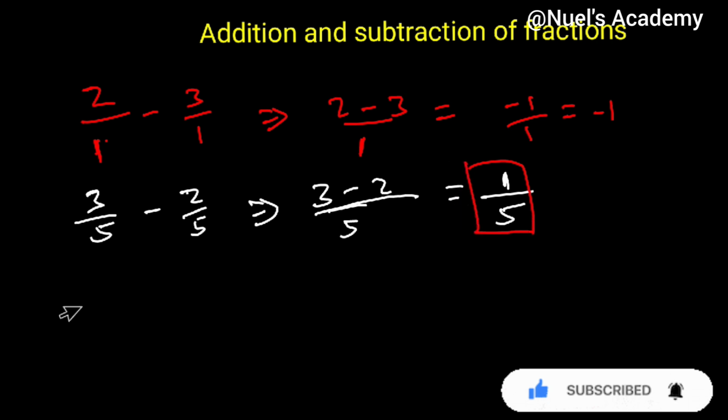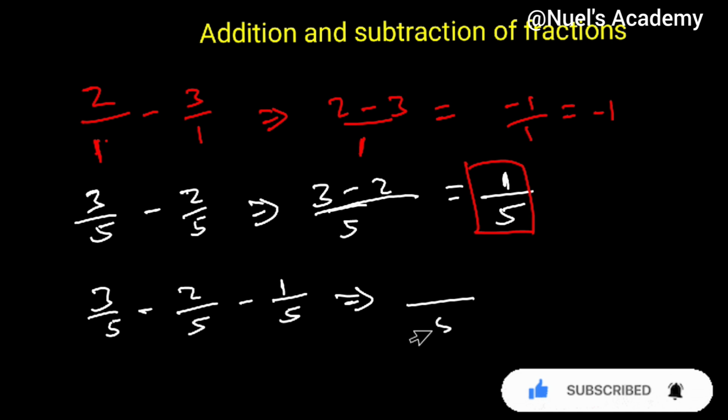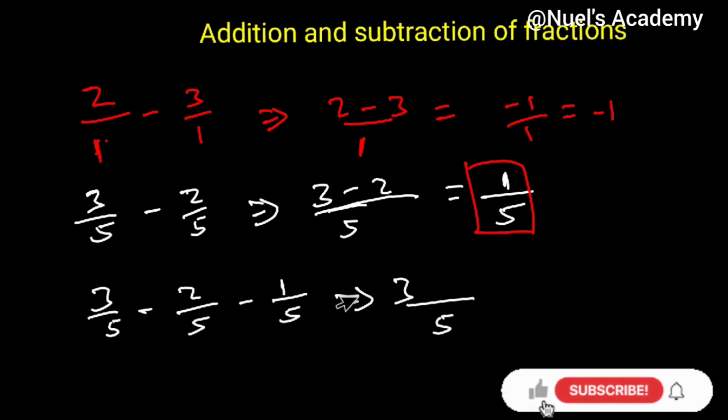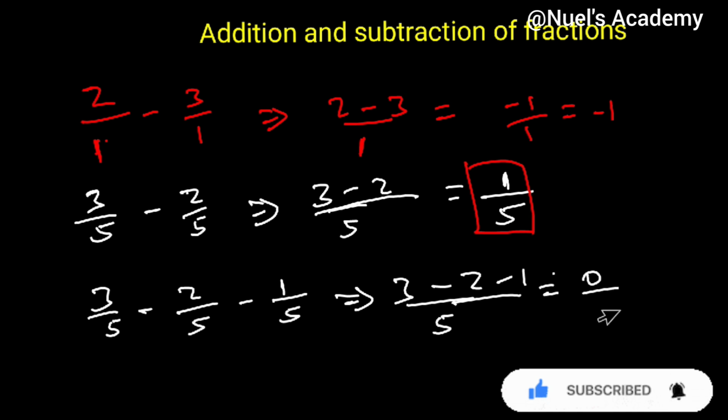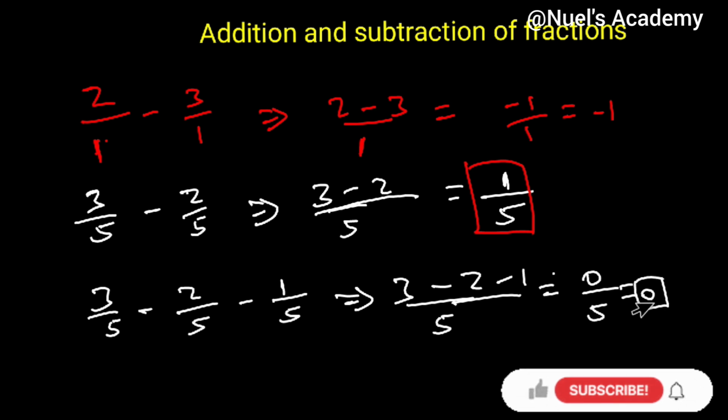So I want you to try this one out. As when you have 3 over 5 minus 2 over 5, then minus 1 over 5. So I want you to solve this and tell me the answer. They have a common denominator, so we pick one of the denominators, because 5 is simply the LCM. So we now write out the numerators in the order 3 minus 2 minus 1. So 3 minus 2 is equal to 1, then 1 minus 1 is equal to 0. So this 0 over 5 is simply equal to 0. So that is the answer for this one.